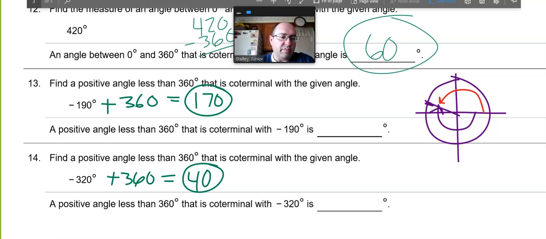14, same thing, find a positive angle less than 360. So you can tell I took the negative 320 and I added 360 to find out that it was 40 degrees.